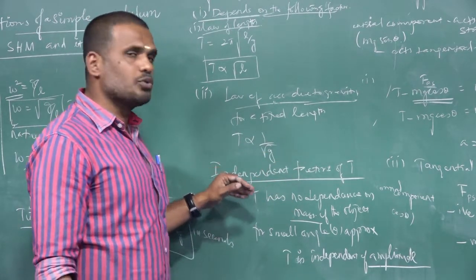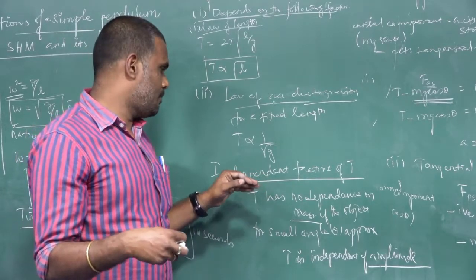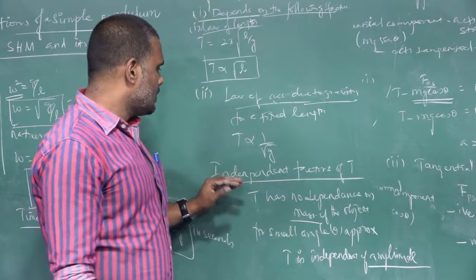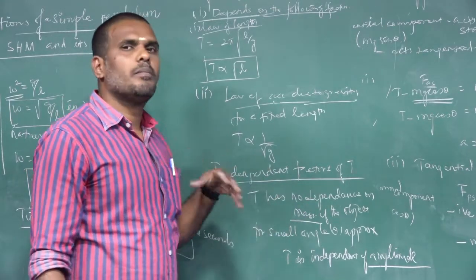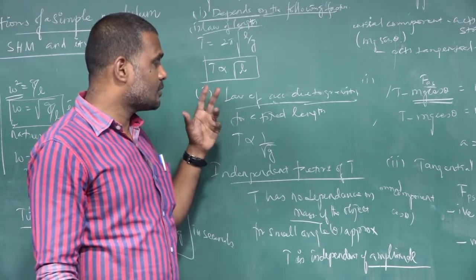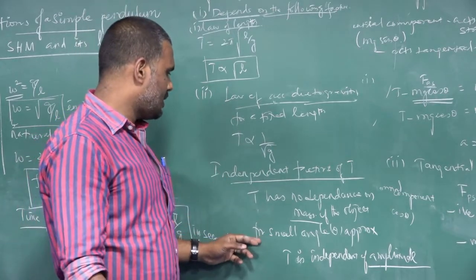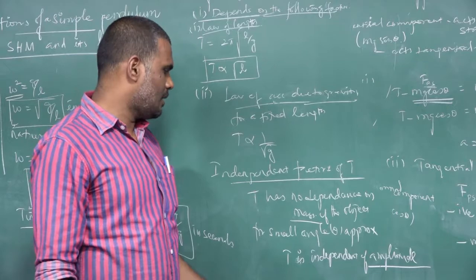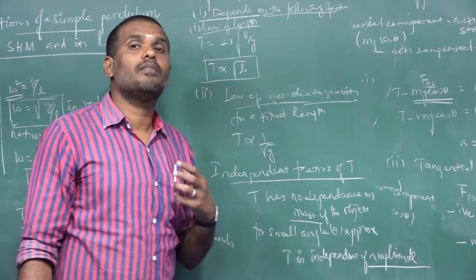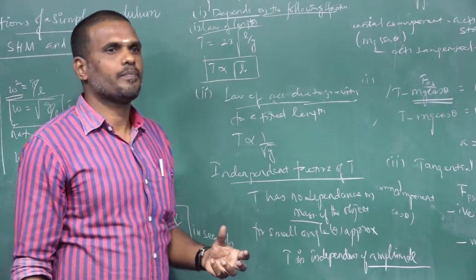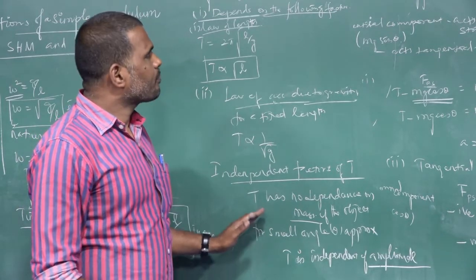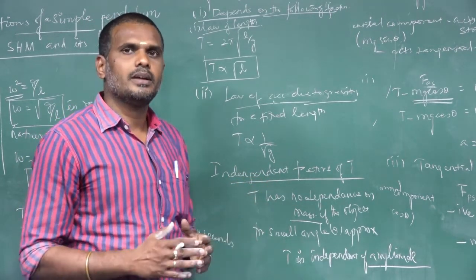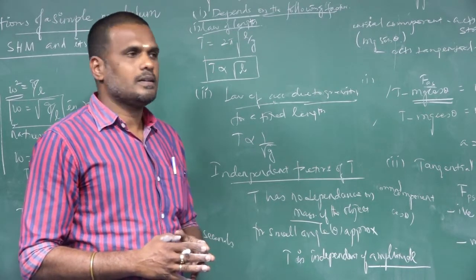And then the factors to which the time period of oscillation is independent is also mentioned. So time period has no dependence on the mass of the object, means it has no relation with the mass. And then for smaller angle approximations, for theta being small, we can say time period is independent of amplitude of oscillations.